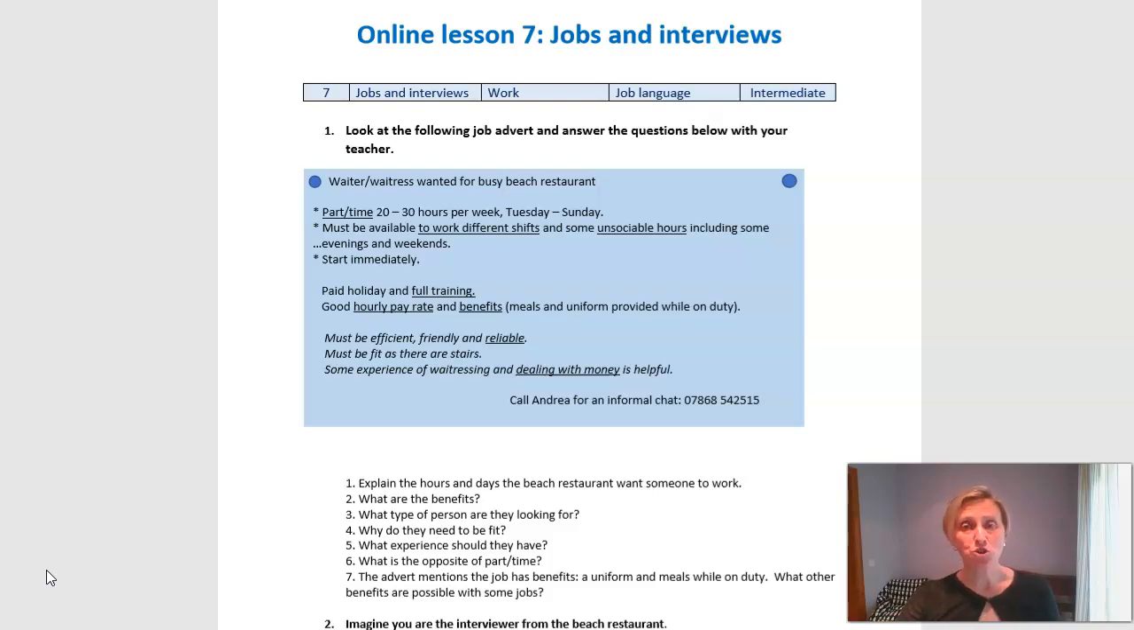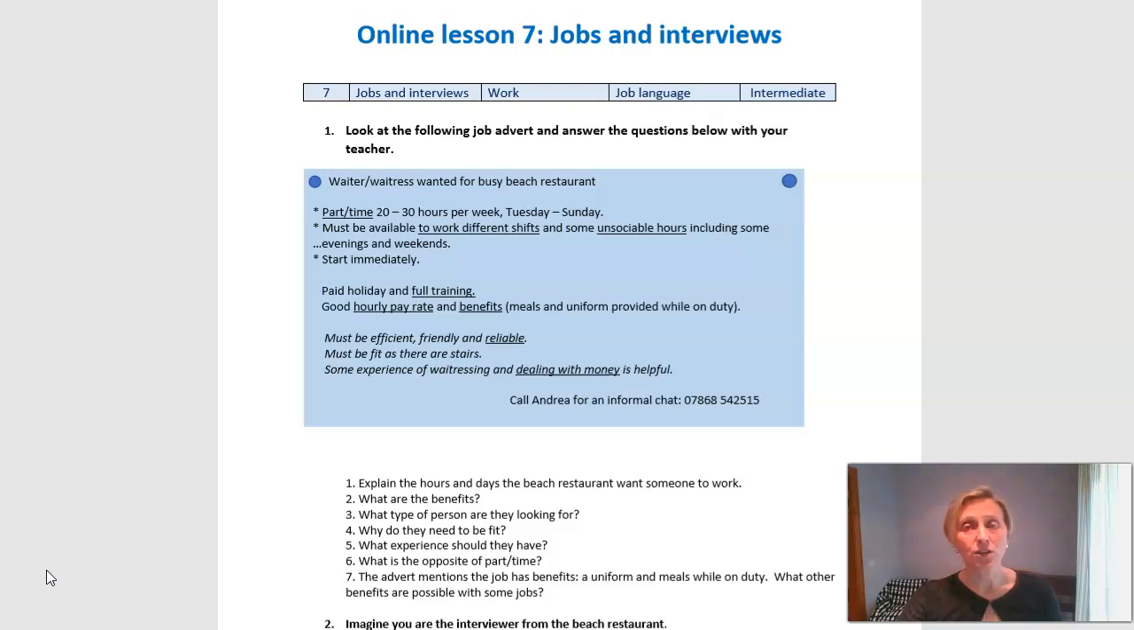So I've picked one on jobs and interviews, and it leads with an advertisement for a waiter or waitress. Before we look at the worksheet, I'm going to be asking a few warm-up questions. So for example, do you like your job? What did you want to be when you were younger? Do you think being a waiter or waitress is a good job?